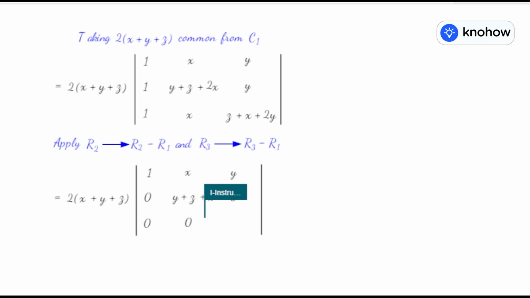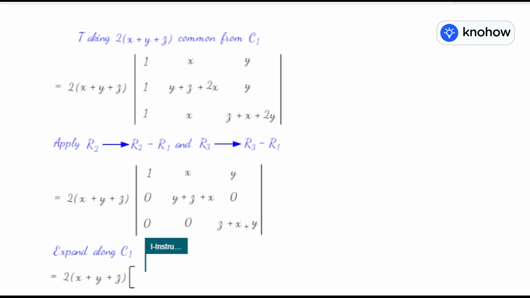And obviously, now you may expand it with first column or the third row. So better you expand along first column. So now we can expand along C1. So 2 times x plus y plus z is already there. And when you expand, you get 1 times, both of them are actually x plus y plus z only. So y plus z plus x or x plus y plus z into x plus y plus z is x plus y plus z whole square minus 0. And the other two elements are clearly 0, 0.